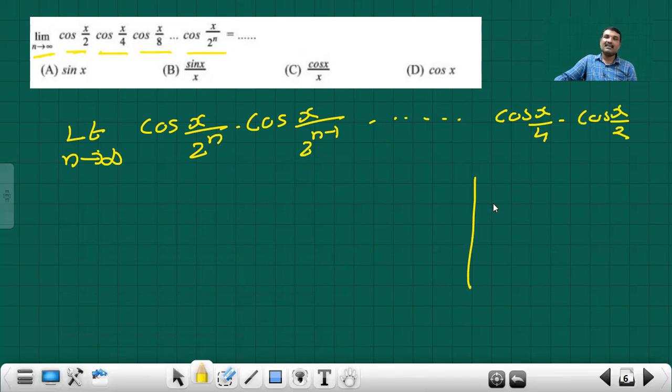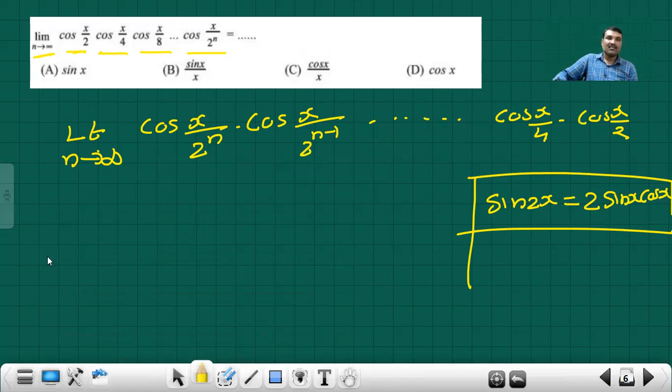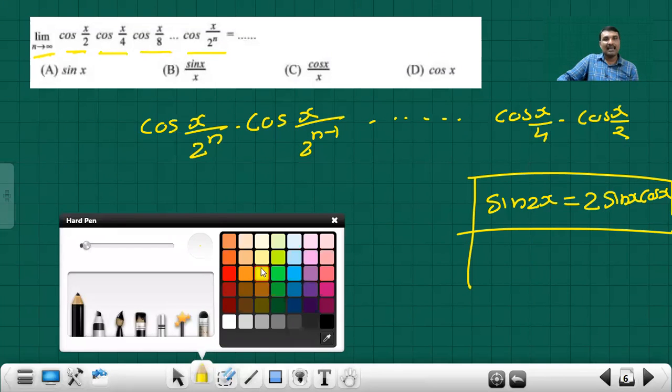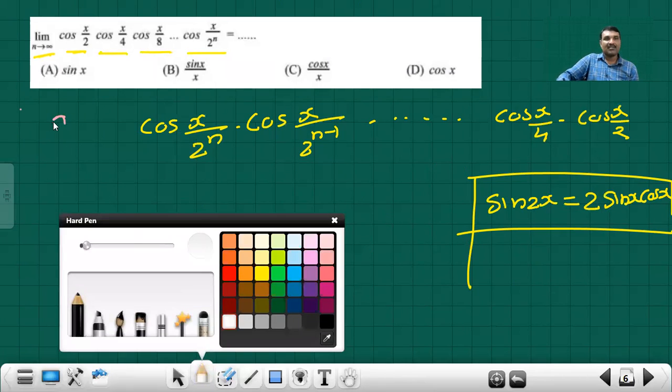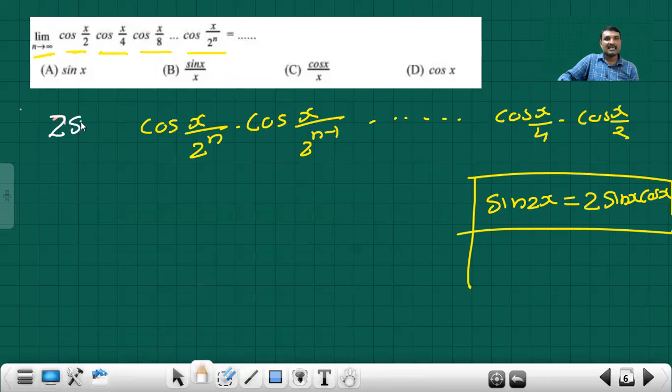And we know that sin 2x is equal to 2 sin x cos x. We are going to use this concept. So what I'm going to do is multiply the numerator and denominator by 2 times sin x by 2 raised to n. We have a limit n tends to infinity.